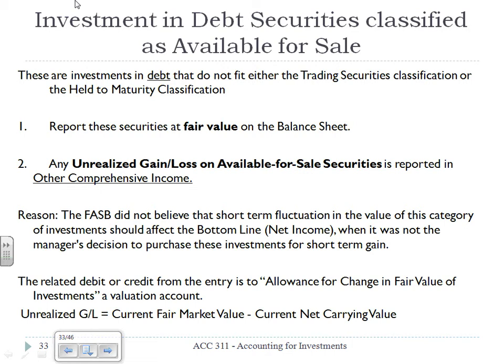Now, with available for sale securities, we are going to set up a valuation account, and we're going to call it allowance for change in the fair value investments. And that can either have a debit balance or a credit balance. If we have a bunch of unrealized holding gains, it would have a debit balance. If it has losses, it's going to be a credit balance. And that unrealized holding gain or loss is going to be the current fair market value minus the current net carrying value.